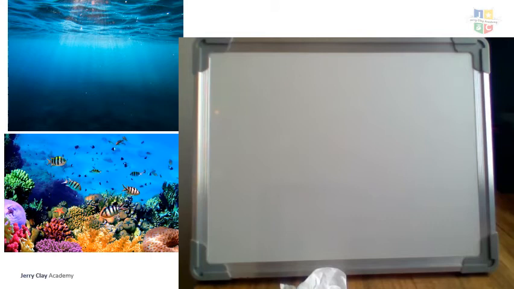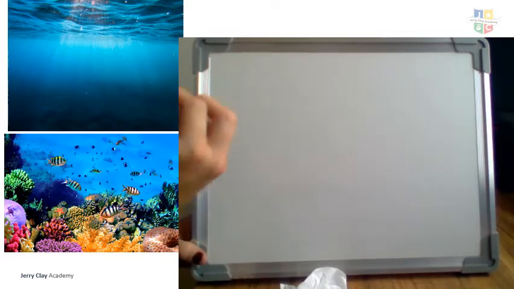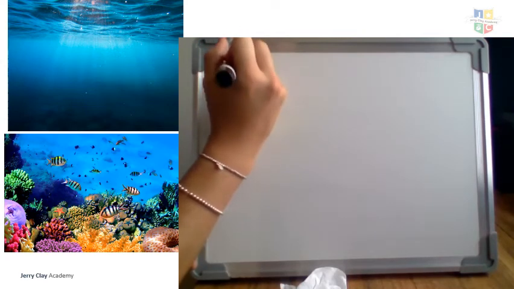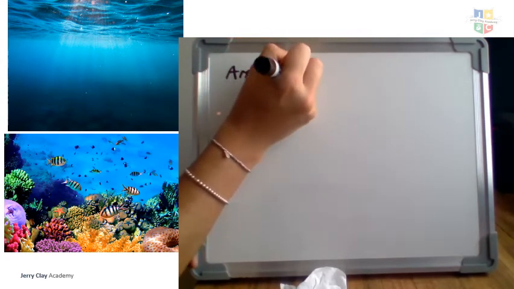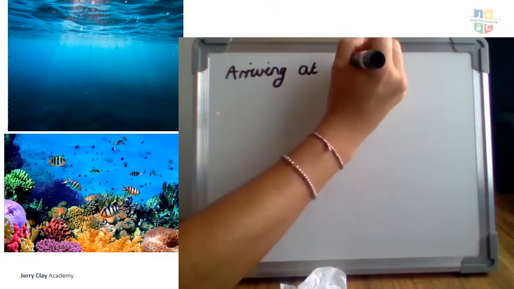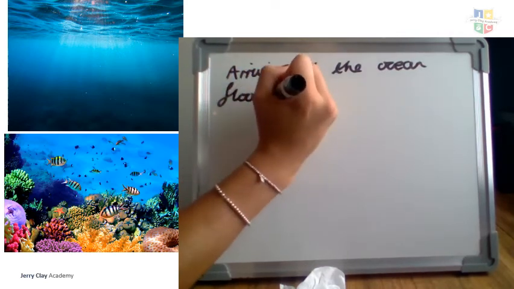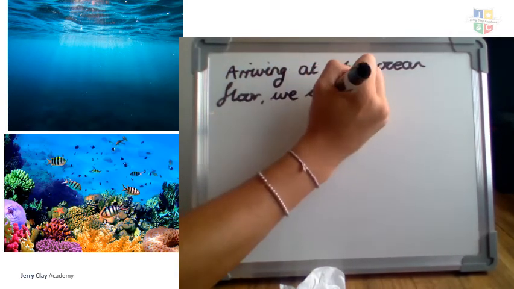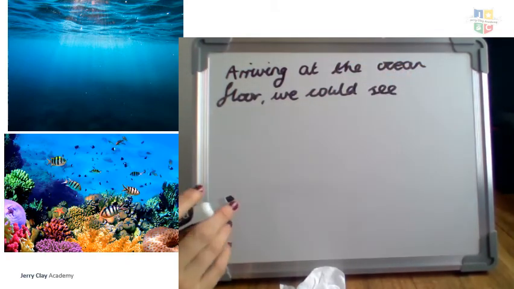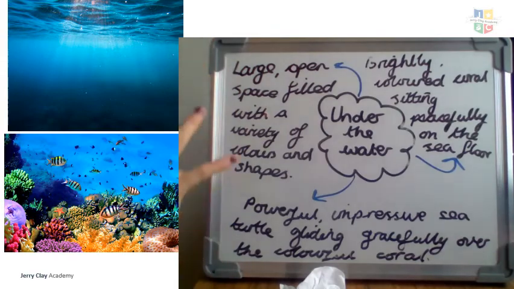Okay, now I'm going to start another paragraph now because it's starting to say, now I've descended, I'm at the bottom of the ocean. So it's almost like a new event. So, arriving at the ocean floor, we could see, and then I'm going to use what I have used earlier on, where I've already got all my descriptions of what I could see and where things were. I can now start to incorporate that in.